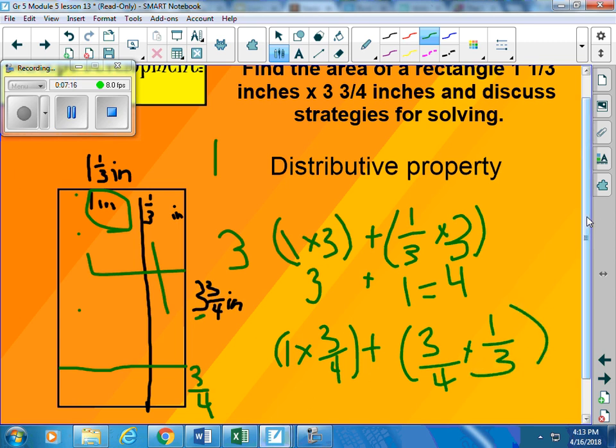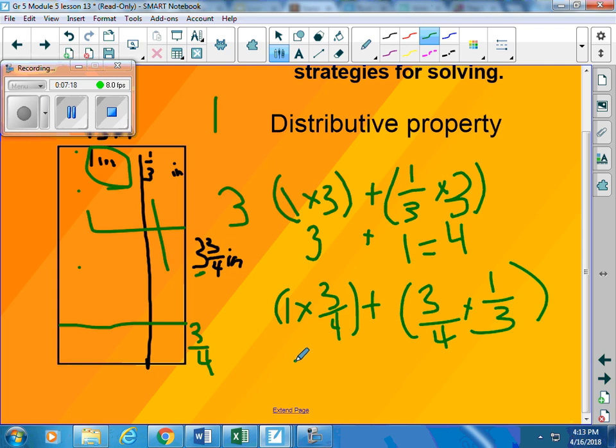All right, so 1 times 3/4 is still 3/4, plus 3 times 1 equals 3. 4 times 3 equals 12. All right. Now I have these unlike denominators, so I'm going to change it.